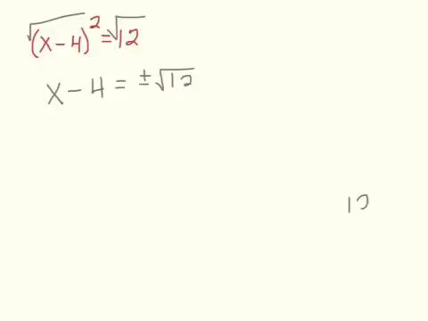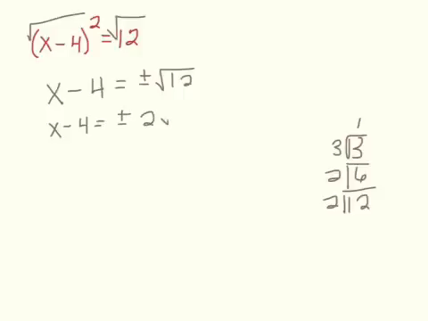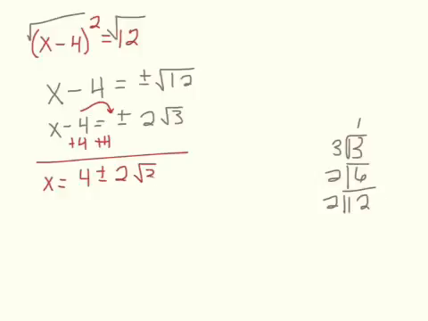If I want to break that down, that's 2. 2 goes into 6 3 times. 3 goes into it once. So x minus 4 equals plus or minus 2 rad 3. Just look at the directions and how they want the answer. The next part is I want the x isolated, so I'm going to add 4 to this side. So x equals 4 plus and minus 2 rad 3.